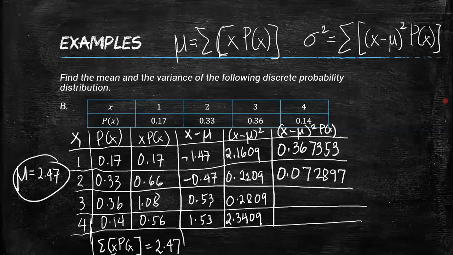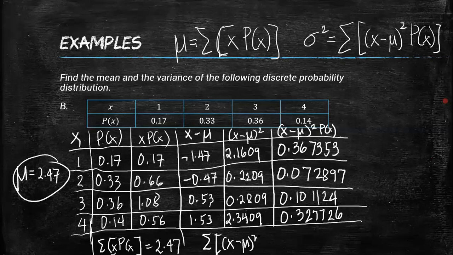0.2809 times 0.36 is 0.101124. And lastly, 2.3409 times 0.14, that would be 0.327726. Okay. So find the sum of the x minus mu squared times p of x. So what's the sum?